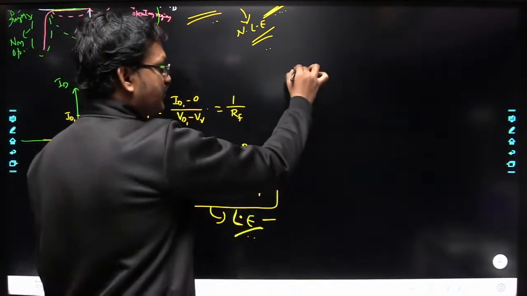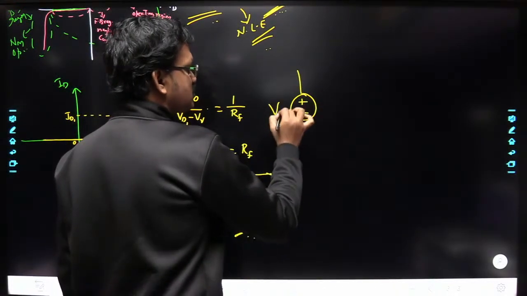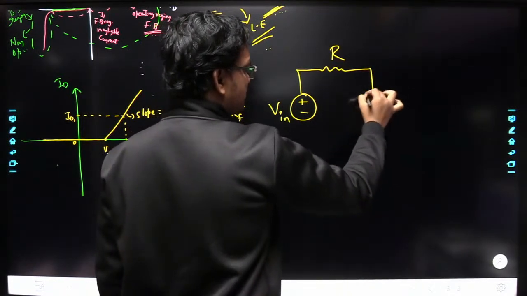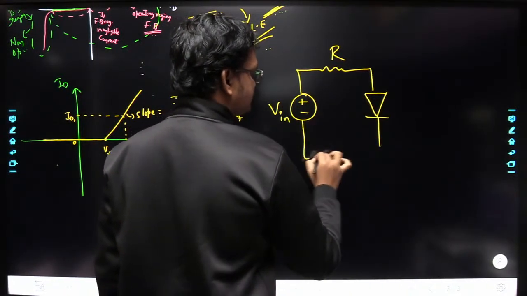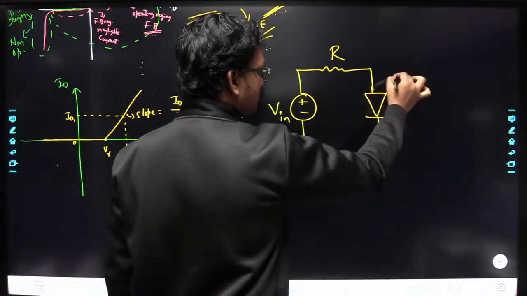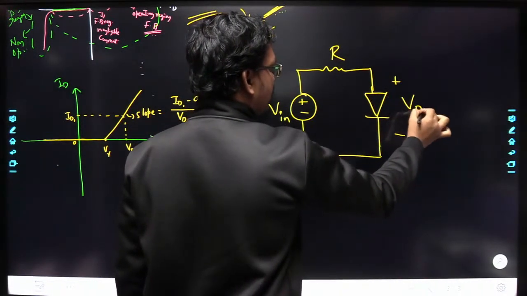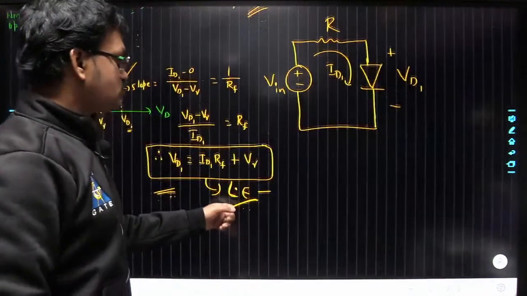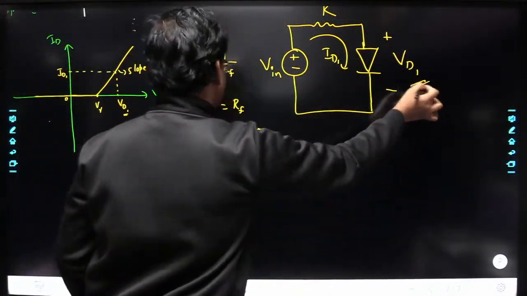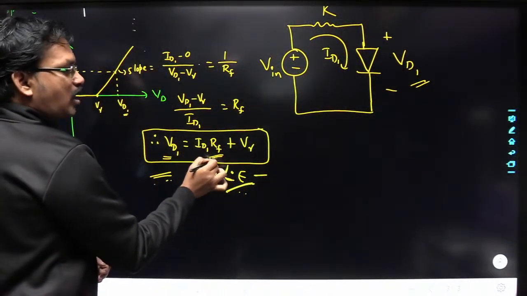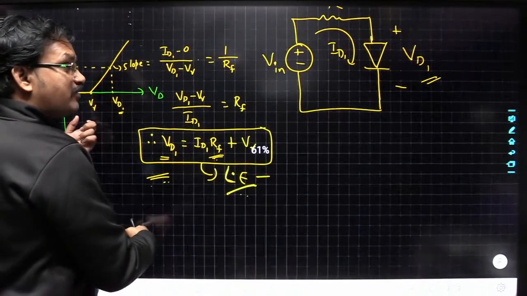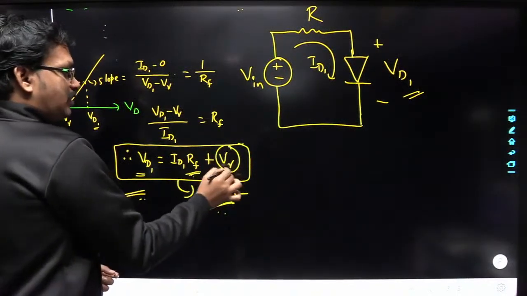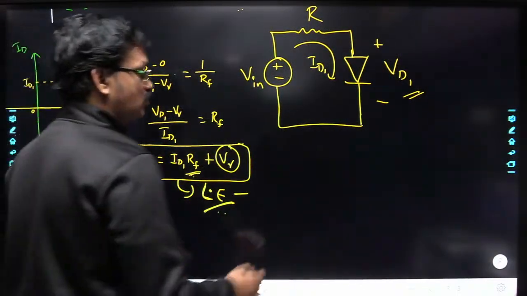So if you take the circuit here, I am taking the previous circuit, the same circuit. Let us say this is VD1 here, and the current that is flowing here is ID1. Now this VD1 is equal to ID1 into RF plus V gamma. So wherever we have this VD1, we can replace it with V gamma plus ID1 into RF. Yes or no? So how can we do that here?